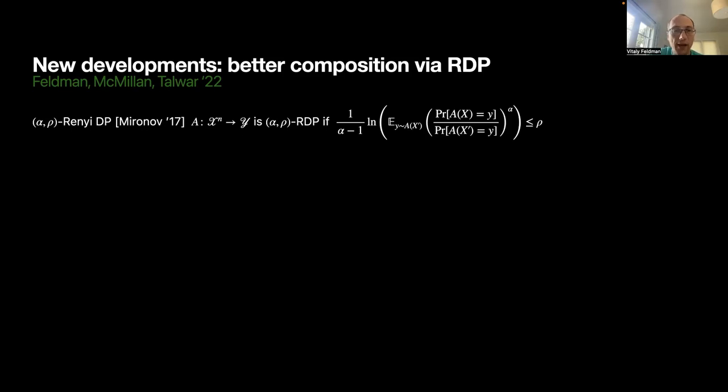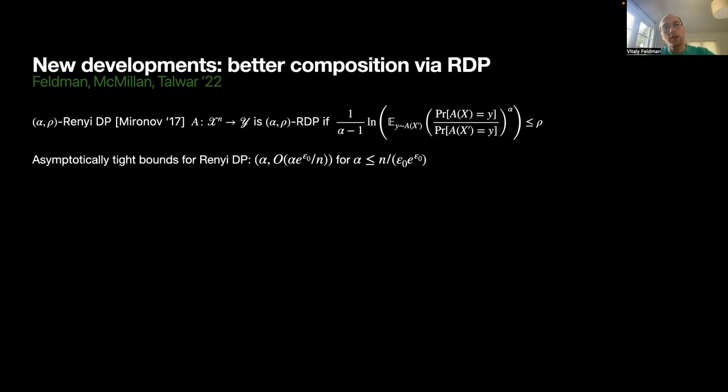Maybe I should say that for this Renyi differential privacy, we prove an asymptotically tight bound. The new development is an asymptotically tight bound, which for order alpha Renyi differential privacy is on the order of alpha times e to the epsilon 0 divided by n. Here I'm focusing on the regime where epsilon 0 is larger than 1, because that's where the difference between the previous bounds and the new bound is. And we prove it for all alpha up to n divided by e to the epsilon times whatever this bound is that is stated.